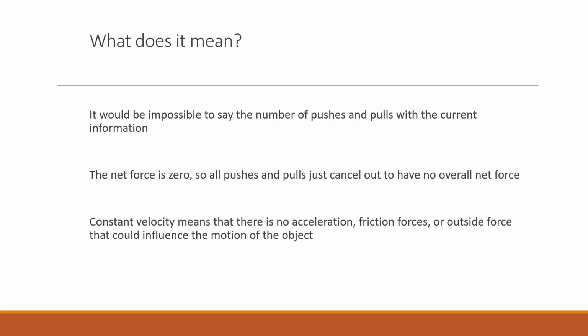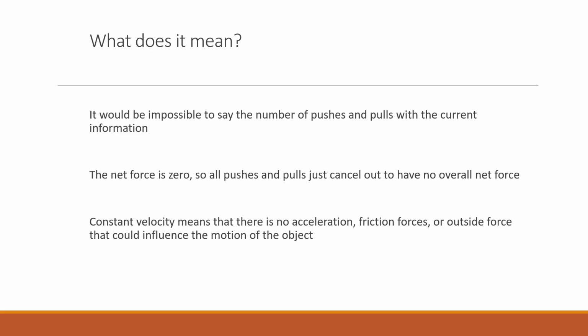What does this all mean? Essentially, it's going to be impossible to say the number of pushes and pulls with the current information that we were allowed to gather, right? The net force is 0, so all pushes and pulls are just going to cancel out, and they're not going to have any overall net force.